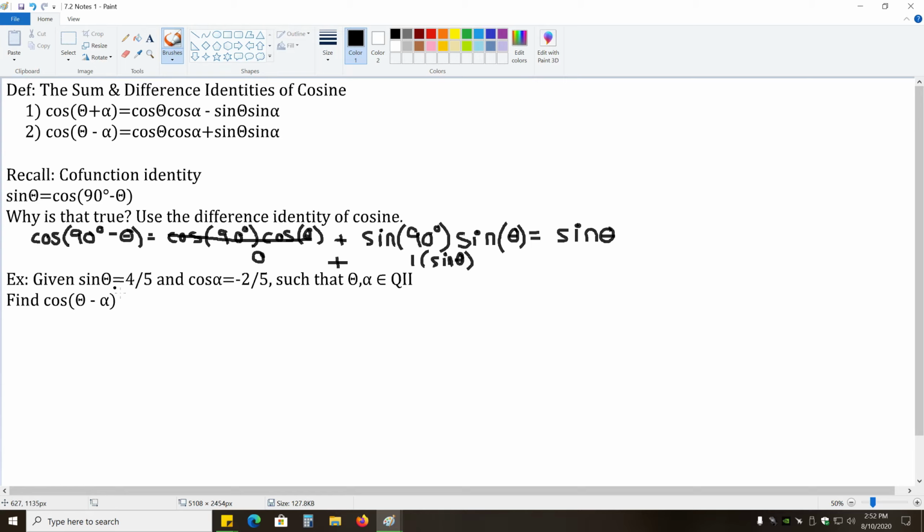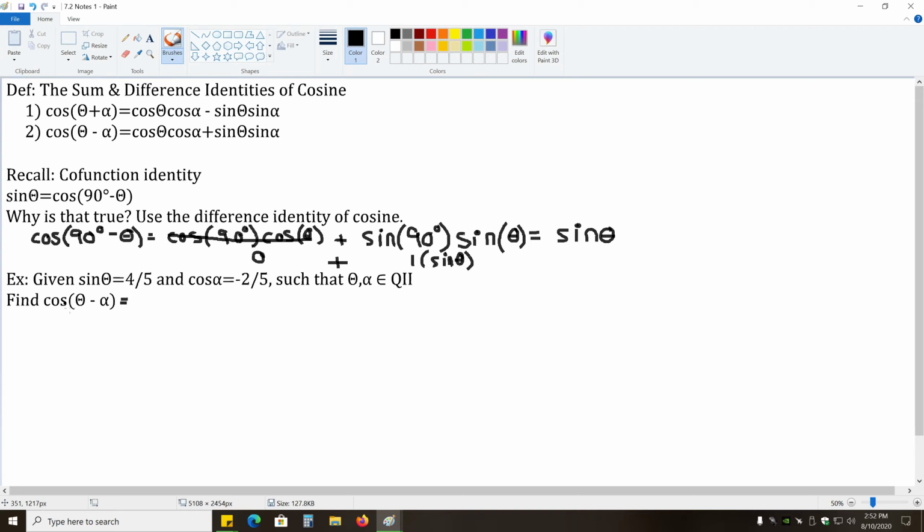Okay, now to actually explore some problems where we are given values and we need to solve. So we're given sine of theta equals 4/5 and cosine of alpha equals negative 2/5, such that theta and alpha are in quadrant 2. Remember this symbol, this curved looking capital E, just means in or within. So our two angles are in quadrant 2. With all of this, we want to find cosine of theta minus alpha. So how would we go about that?